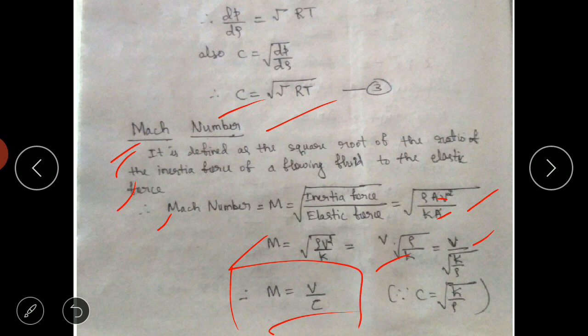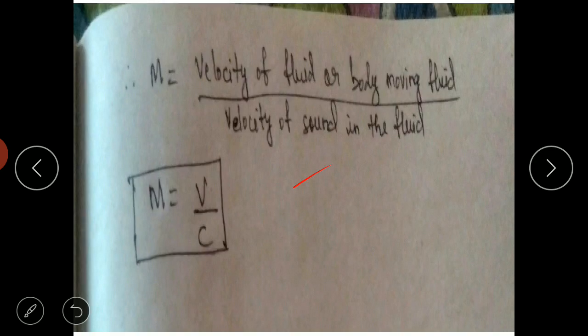As I told you earlier, Mach number is the velocity of the moving object divided by the velocity of sound. So this is how we get it, but the basic definition is that Mach number is the square root of the inertia force to the elastic force. From that we got this definition. So Mach number is nothing but the velocity of the fluid or body moving in the fluid or moving in air, divided by the velocity of sound in the fluid. So this is what we define.